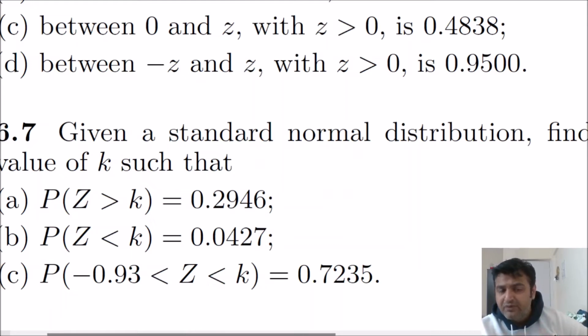Similarly for the B part, no need to do 1 minus. Since the probability of z less than k is already given, you simply go into the table and look for which value of z it is taking the value 0.0427. What about the C part? We use the property of the PDF. For the left hand side, it is the probability of z less than k minus the probability of z less than minus 0.93. From the table, you find the probability of z less than or equal to minus 0.93, and then take it to the right hand side, and you get the probability of z less than or equal to k. And again from the table, you find the value of k. So that's the hint for 6.7.